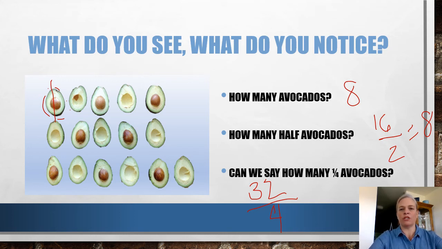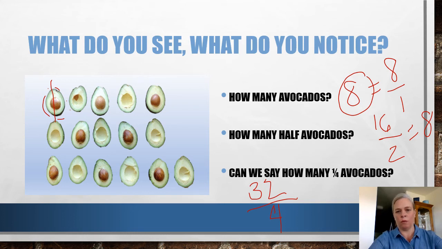Do you see any connection between the 8 whole avocados? We could also say that is the same as 8 over 1, or 8 wholes, 16 halves, and 32 fourths. Did the amount of avocados that you see in this picture ever change? There was no magic, right? Same number of avocados the whole time. We still have 8 whole avocados.